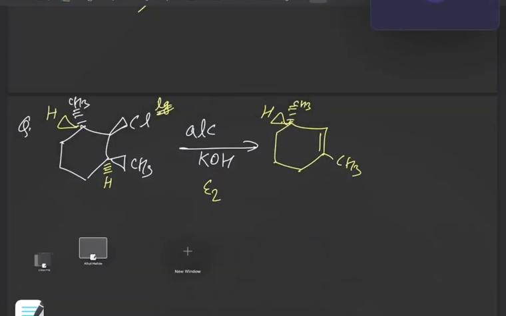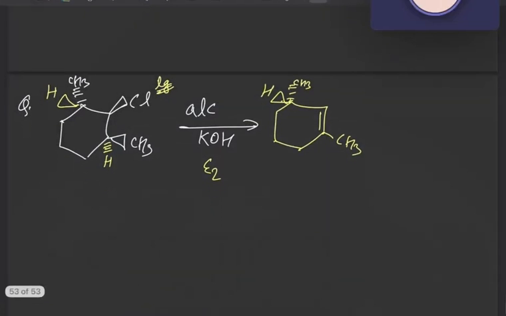Okay. So, do you remember this point? This should be on the anti position, if you remember. And the anti position is this hydrogen. If chlorine is on the base, this should be on the dash. Clear? Then only elimination is possible. Do you remember this point?